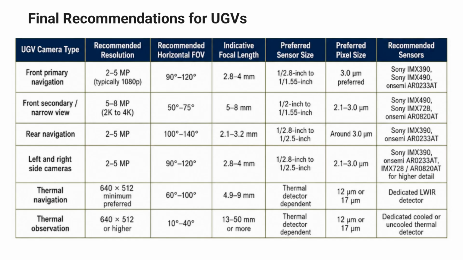Thermal navigation cameras support safe movement in darkness, while thermal observation cameras use narrower fields of view and longer focal lengths for distant detection. These values are starting points only. Final selection must be validated against sensor size, mounting position, target distance, bandwidth, latency, and mission requirements.